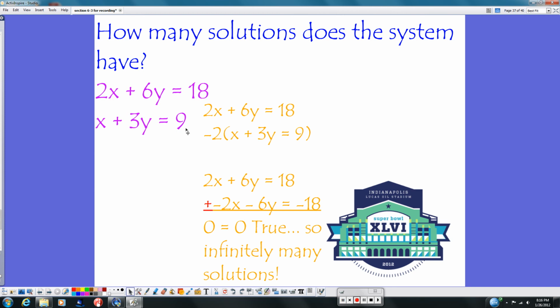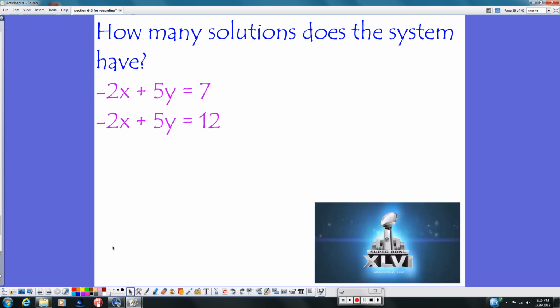So in this case, I'm going to multiply the bottom equation by a negative 2, so that in my top equation and my bottom equation, the x's have the same coefficient but opposite signs. So I have 2x plus 6y equals 18, negative 2x minus 6y equals negative 18. The two x's cancel out, leaving me with 0 equals 0, which is true, so therefore there's an infinite number of solutions. Take a look at this one.